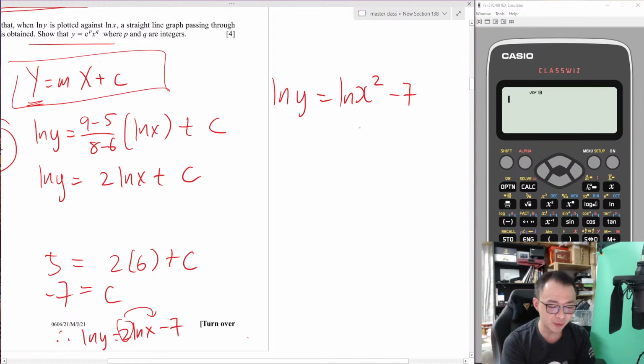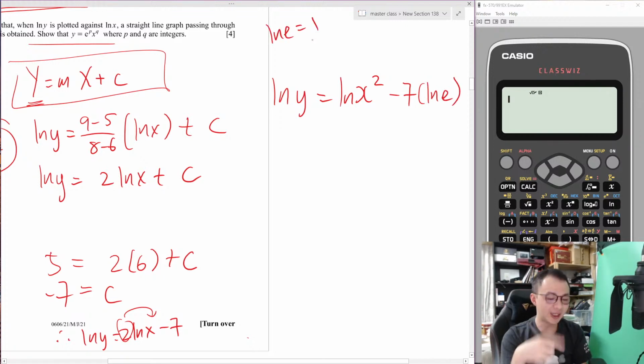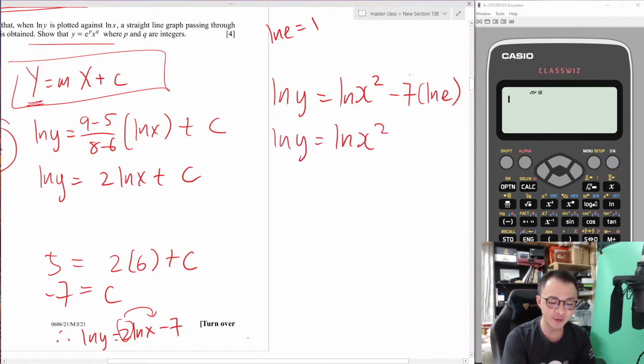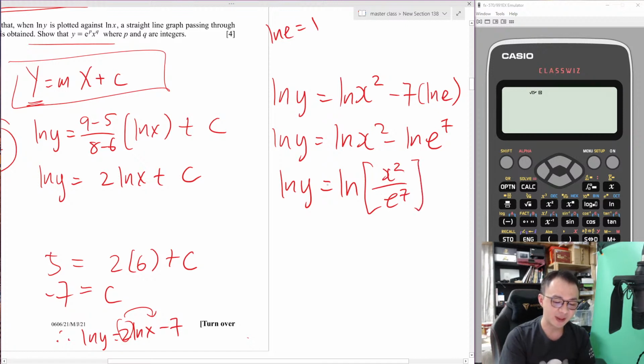Alright, right now, there are a few ways you can do this. One method is that 7 is 7 multiply 1, isn't it? So I can say 1 is ln e, because ln e is always equal to 1. Then what I do next is I can just move the power to the top, so it becomes ln e to the power of 7. Then minus, if I factorize out the ln, minus tells me it is divide. So now I can cancel out the ln. Then y will equal x squared over e to the power of 7.